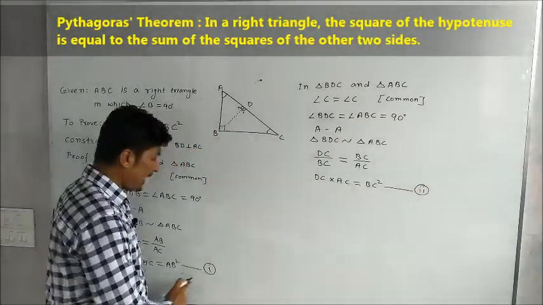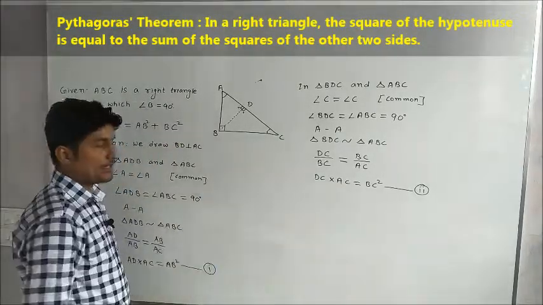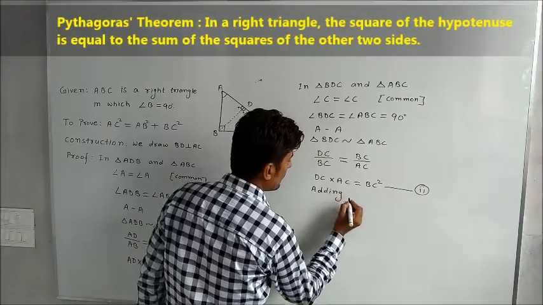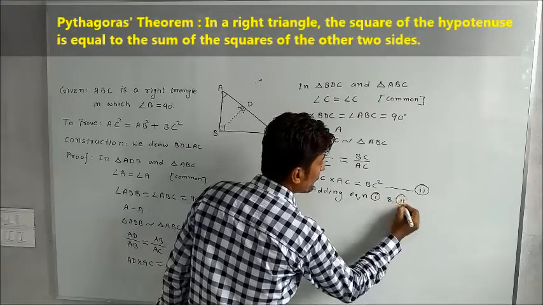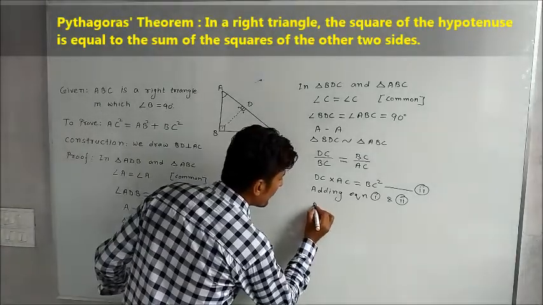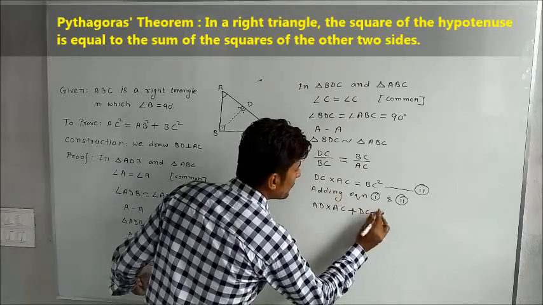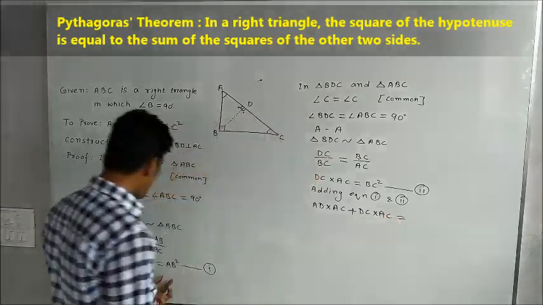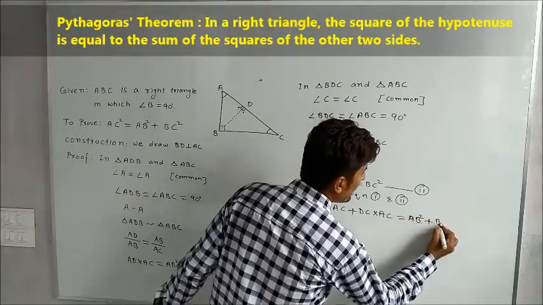Now after that we have to add both the equations. We have to add LHS with LHS and RHS with RHS. So we can write here, adding equation 1 and 2. We are going to add LHS, AD into AC, plus DC into AC, equal to RHS part, AB square plus BC square.